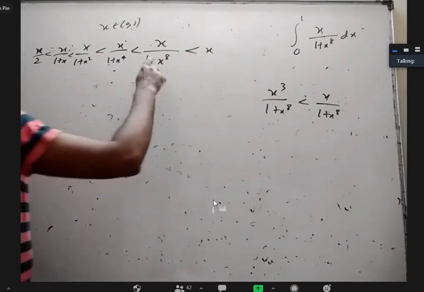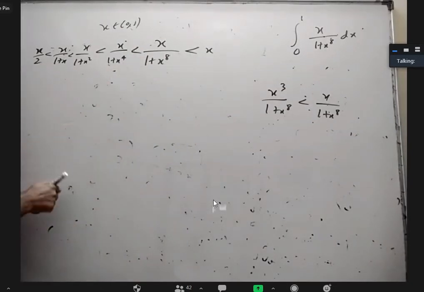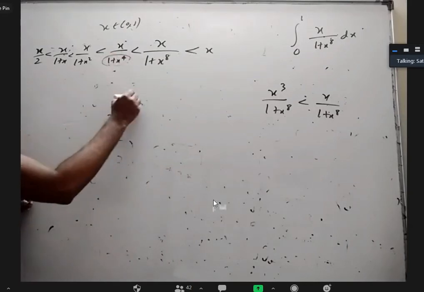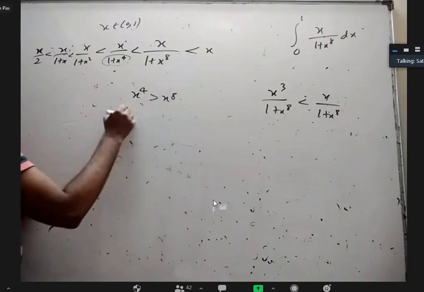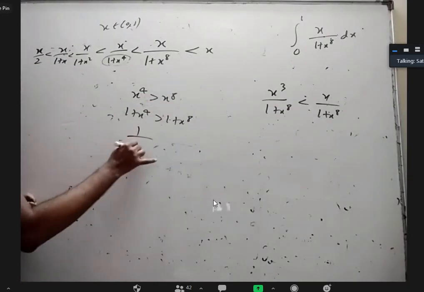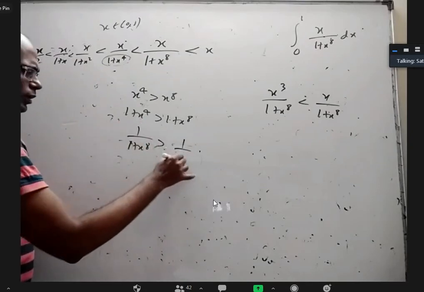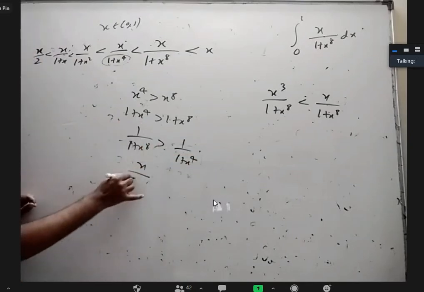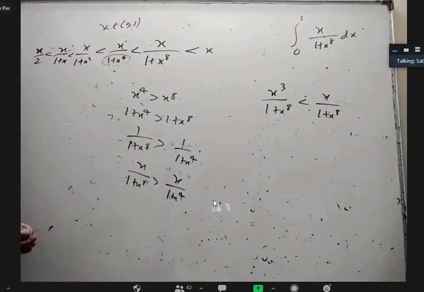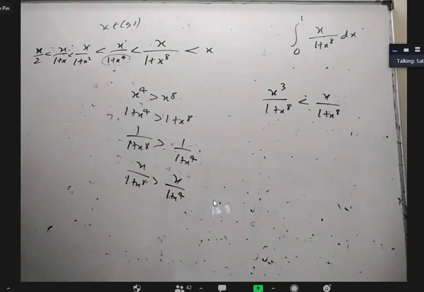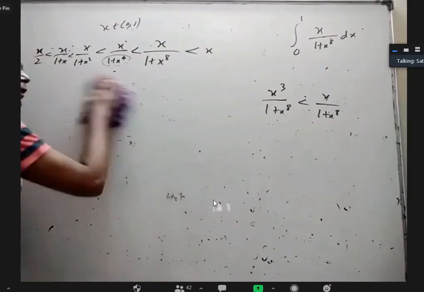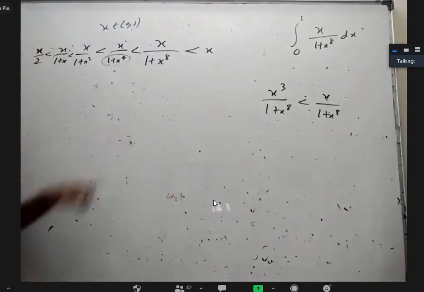From here to here, for the sake of writing, x power 4 is greater than x power 8. So 1 plus x power 4 is greater than 1 plus x power 8. 1 by 1 plus x power 8 is greater than 1 by 1 plus x power 4. x by 1 plus x power 8 is greater than x by 1 plus x power 4. So all are greater. I do not get anything on that side. Maybe I could get something. This is also one such thing. I have to insert it somewhere.